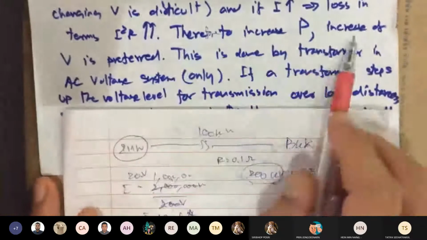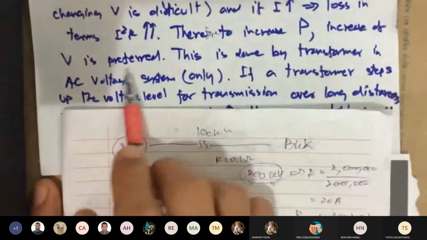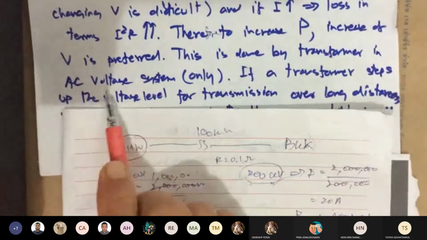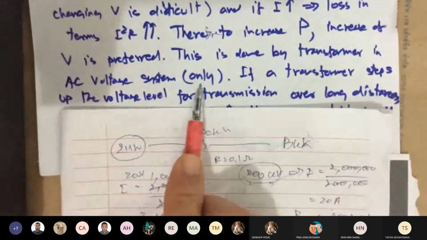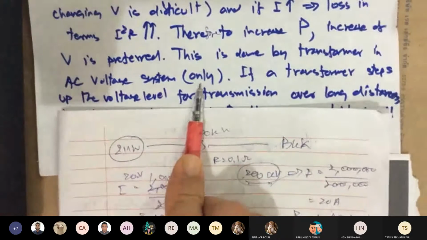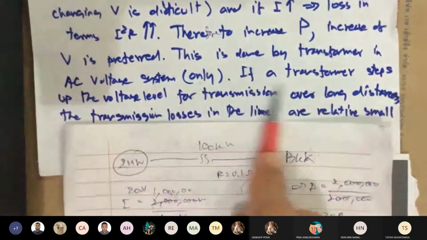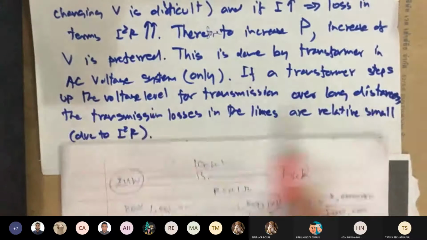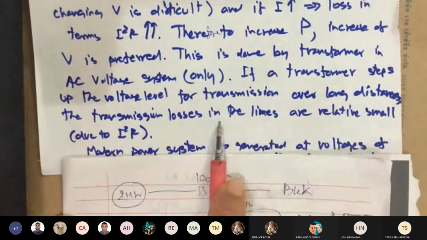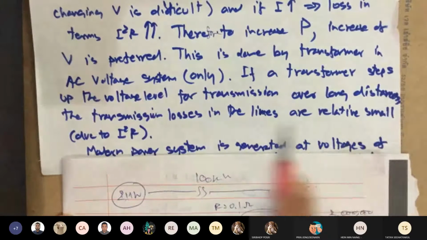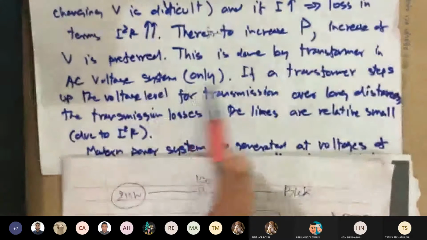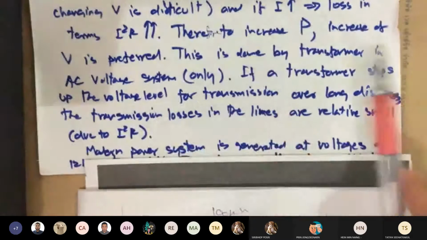To increase the power, increasing the voltage is preferred. And this is done by a transformer in an AC voltage system only. If a transformer steps up the voltage level for transmission over long distances, the transmission line losses are relatively small. I showed you the numerical example moments ago, right? So now you understand.